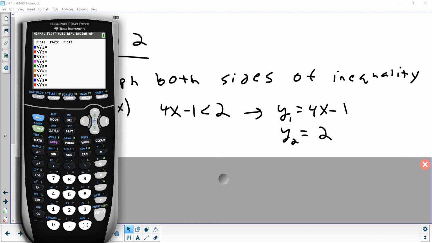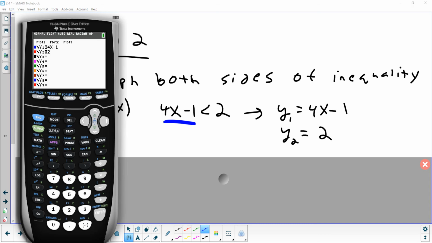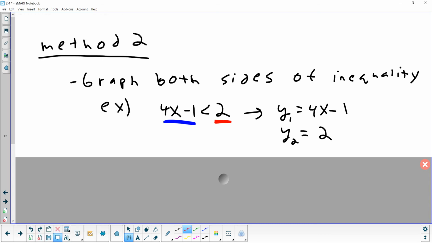So we've got 4x minus 1. That was on the left when we started the problem. We're going to put 2 in y2. Now, if you're looking at it in terms of the colors I'm using, 4x minus 1 is blue. 2 is red. Okay, just color coding it.